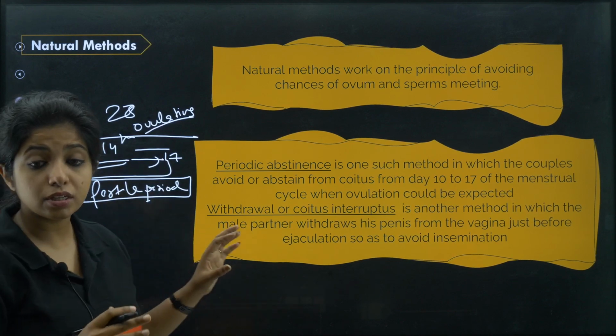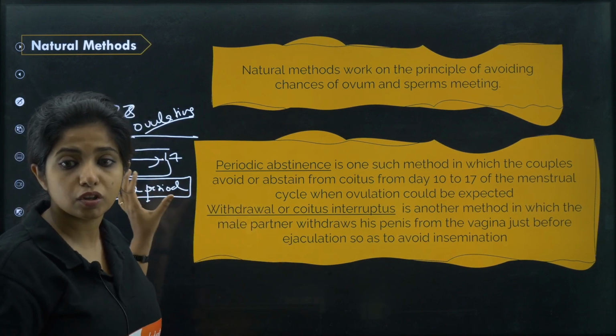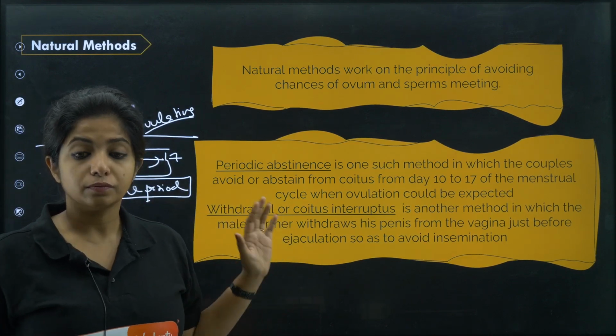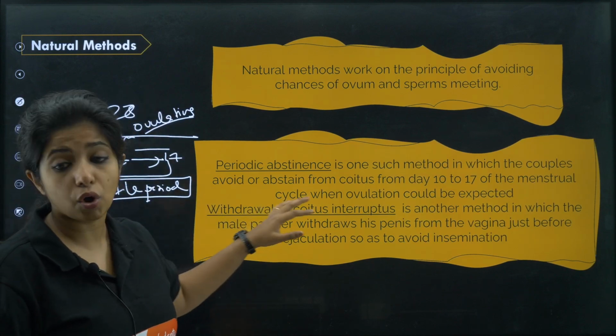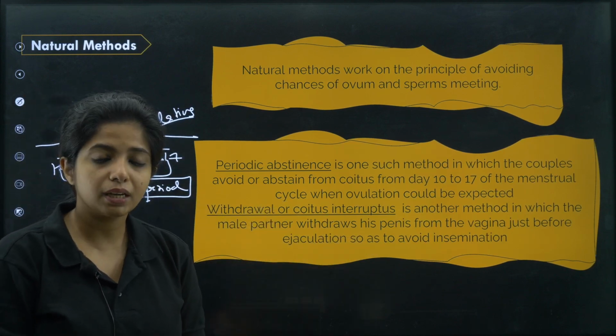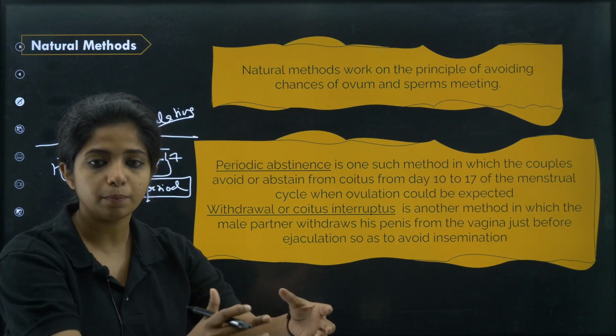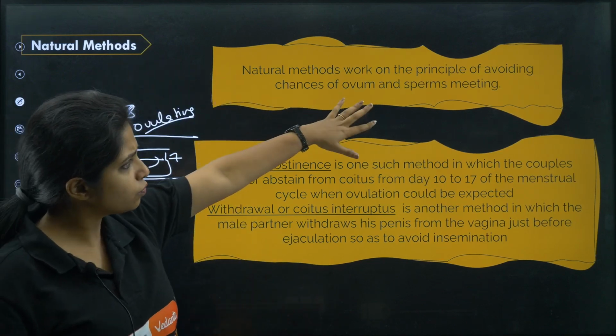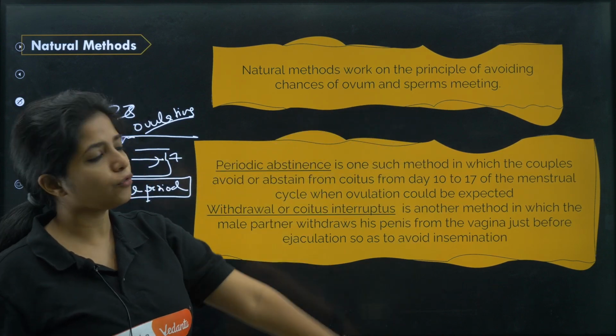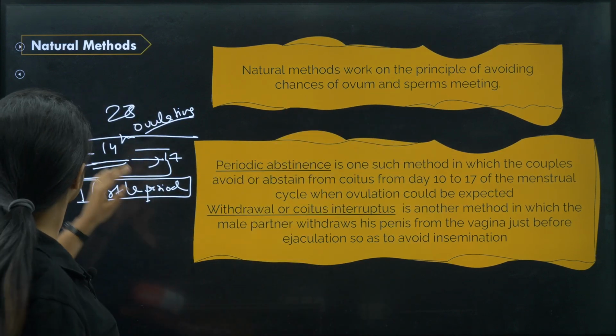So periodic abstinence is basically when you are absent during this particular period. You are not allowing fertilization to happen during this period. Now you have one more thing, that is withdrawal or coitus interruptus. Before ejaculation takes place, if the male partner withdraws the penis, this is known as the withdrawal method. These natural methods work on the principle of avoiding the chances of ovum and sperm meeting.